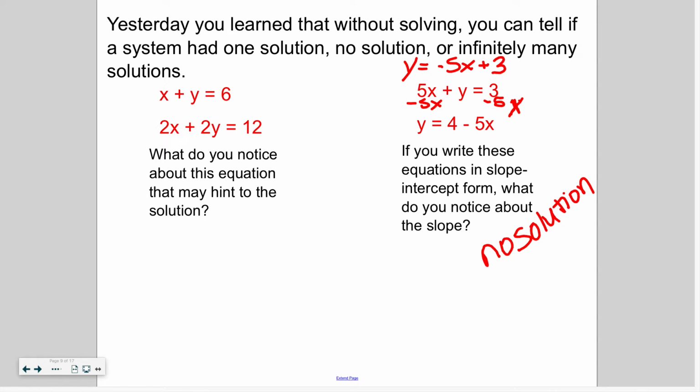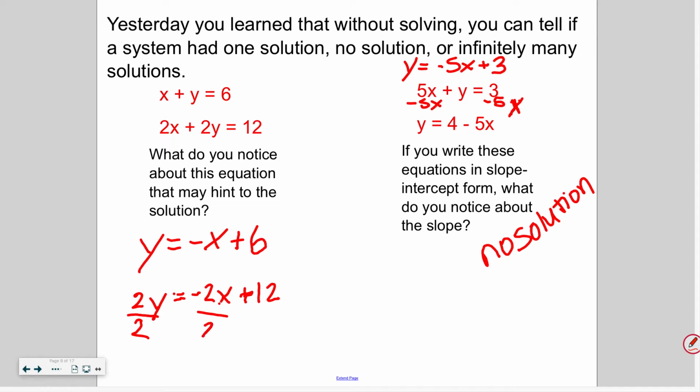So tell me what these were when you put them in slope-intercept form. The first one was y equals negative x plus 6. Can somebody tell me what the second one is in slope-intercept form? So we have 2y equals negative 2x plus 12. Is that in slope-intercept form? No. Why not? Because y is not alone. How do you get y alone here? If you divide y by 2, what do you do to the other side? You have to divide the whole thing, every single thing, by 2. So what does that become?